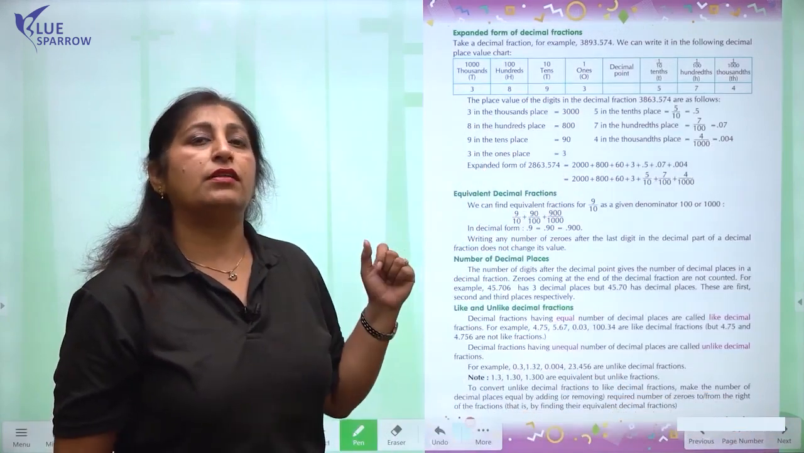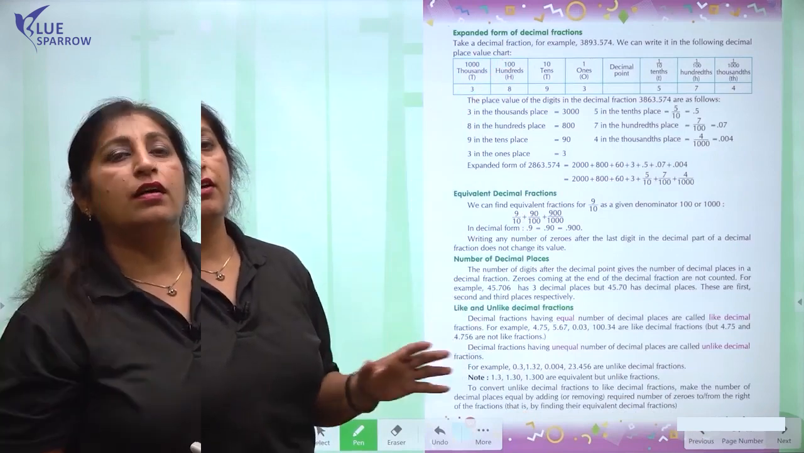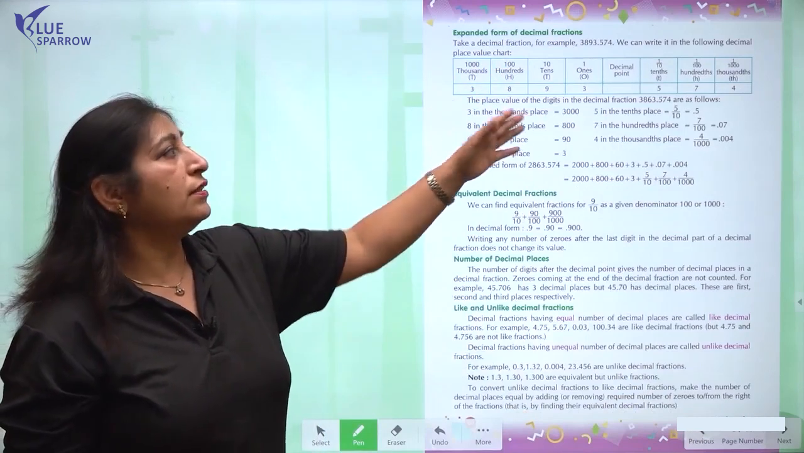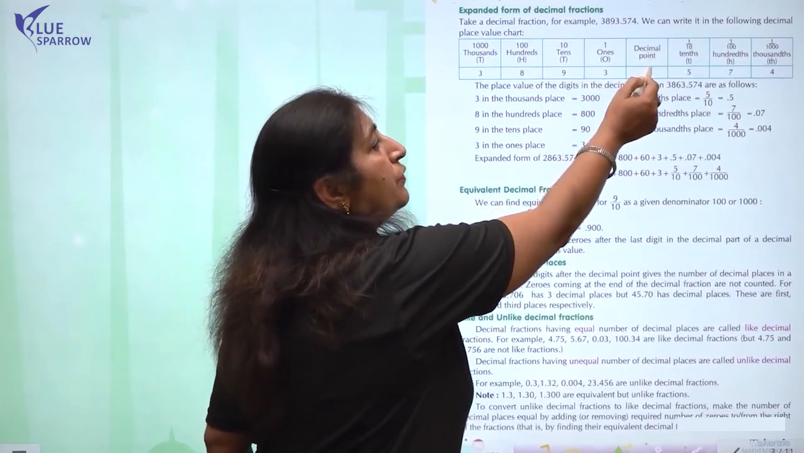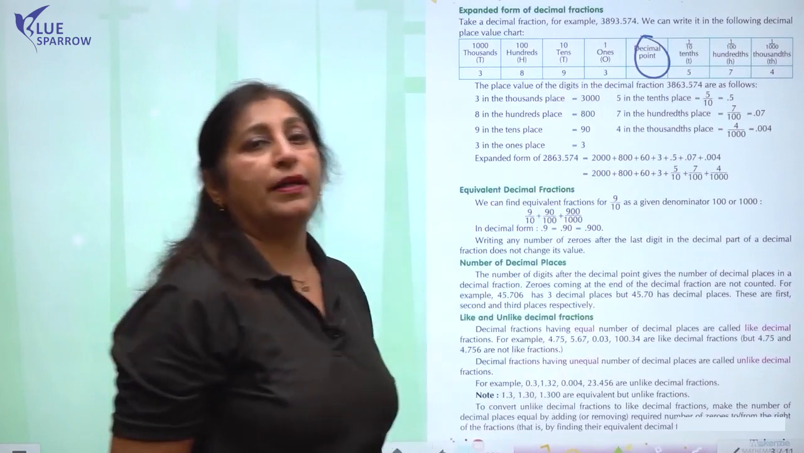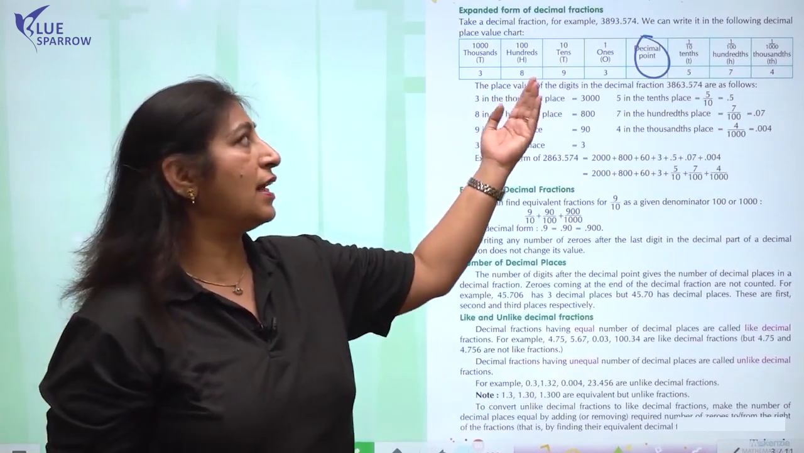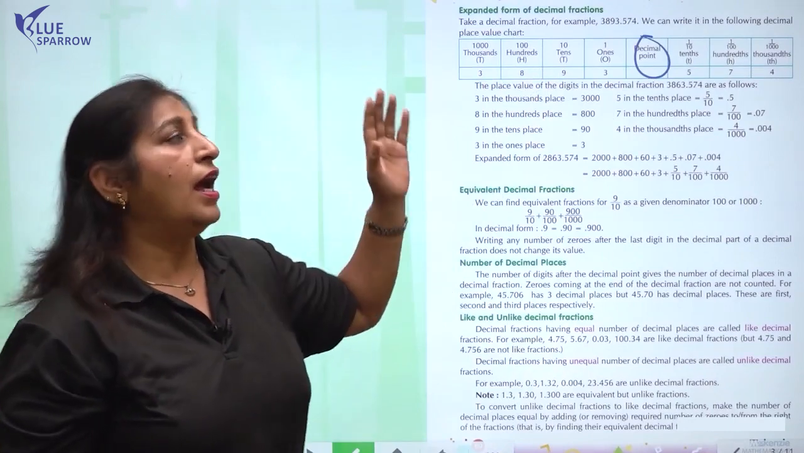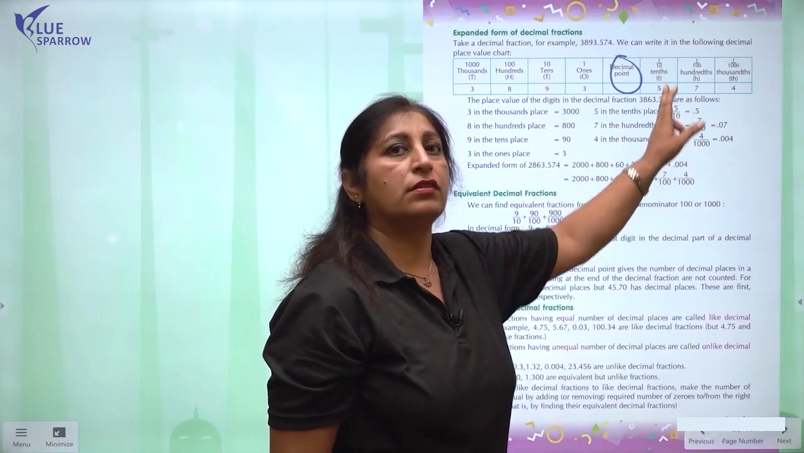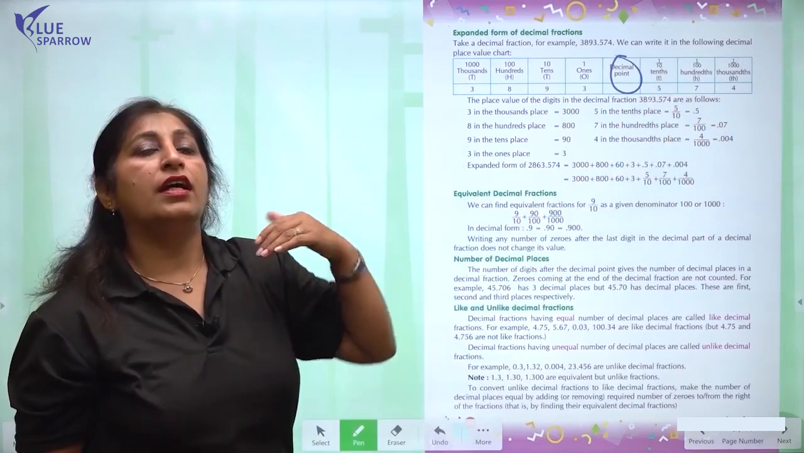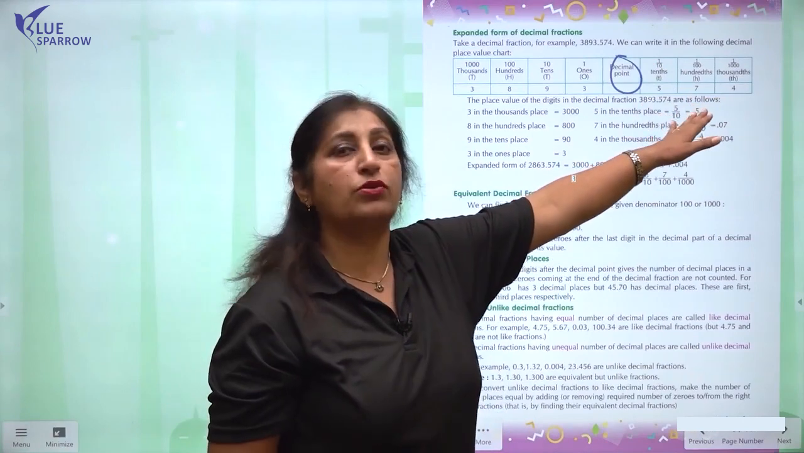We are coming to the topic, that is expanded form of decimal fractions. We just first go through the place value chart. Here you can see that if this place is occupied by the decimal point, then on the left hand side the places are ones, tens, hundreds, thousands and so on, and on the right hand side the places are tenths, hundredths, thousandths. Here in this class we would learn the decimal fractions up to the place thousandths.